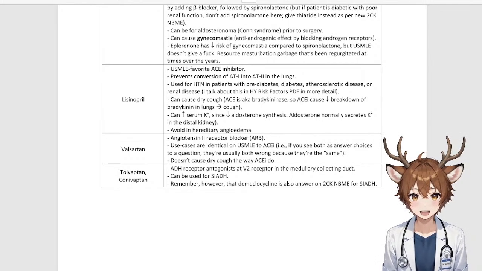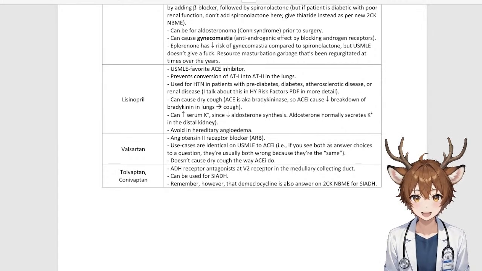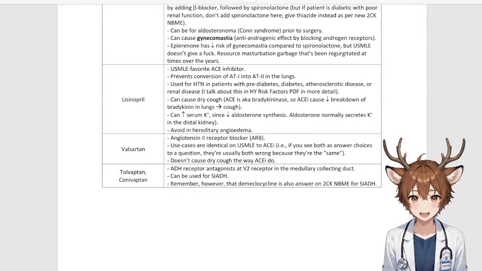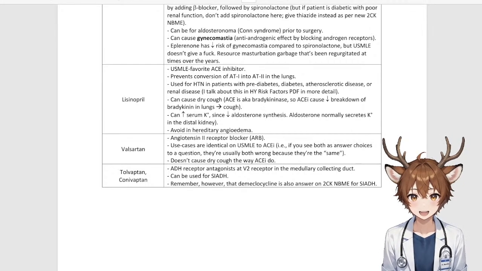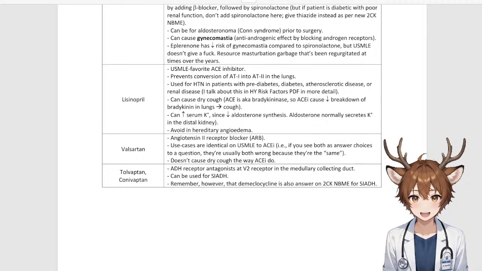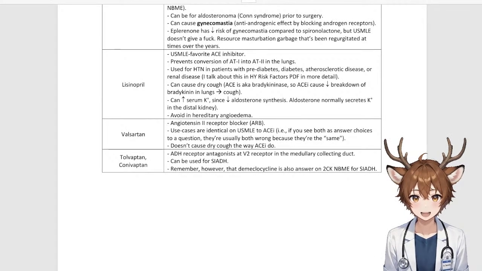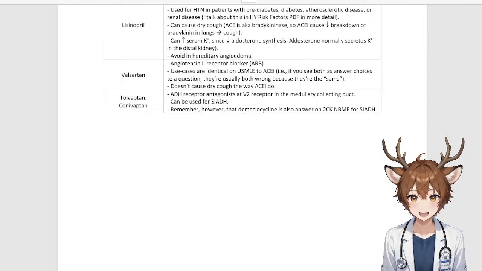ADH receptor antagonists at V2 receptor in the medullary collecting duct, can be used for SIADH, which is going to be the syndrome of inappropriate ADH, I believe it is. Remember, however, that demeclocycline is also an answer on 2-CK-NBME for SIADH. So demeclocycline, but also the vaptans as well, can be used for SIADH. So if you're trying to treat SIADH and you don't see a vaptan, look for demeclocycline.